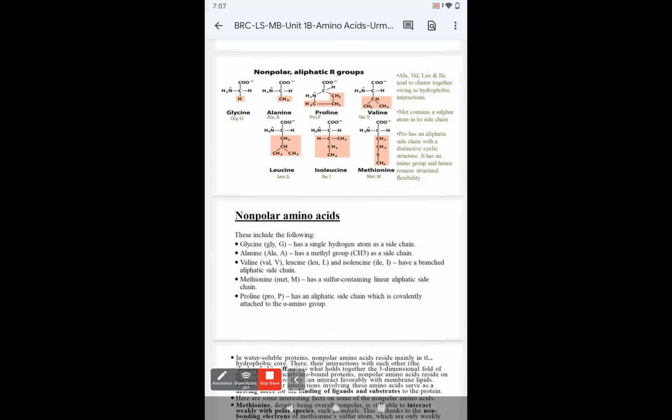Just look at the structures. Non-polar aliphatic R groups: glycine, alanine, valine, proline, leucine, isoleucine, methionine. Use your own code words to remember these amino acids. Use code letters, okay? According to your convenience.